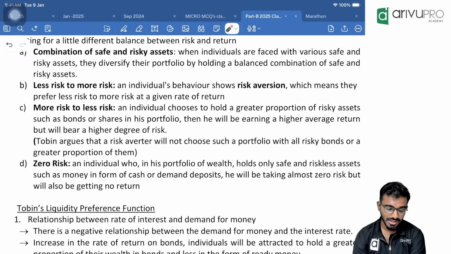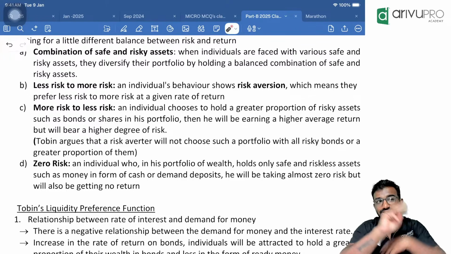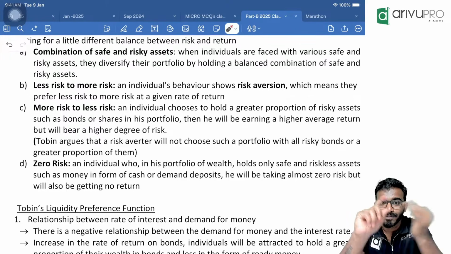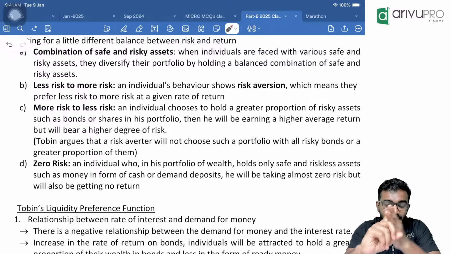Clear? So by this, unit 1 comes to an end. That's it. This is unit 1. Nothing big or nothing much in unit 1. So mainly the first 3 theories. QTM is important. Cambridge approach is important. And Keynesian theory is important.